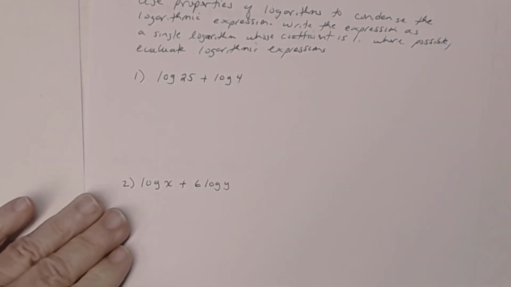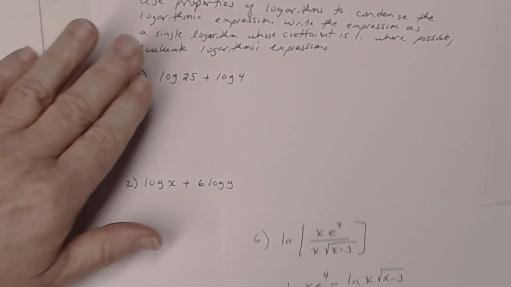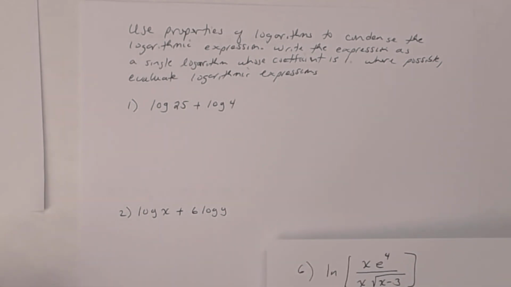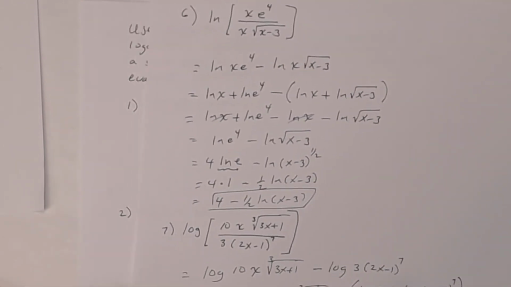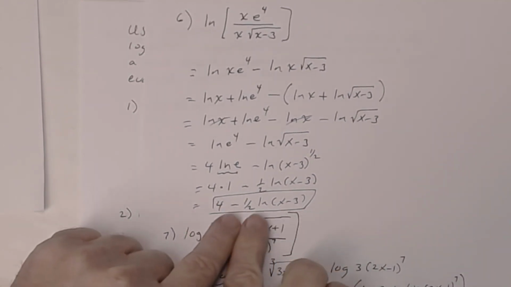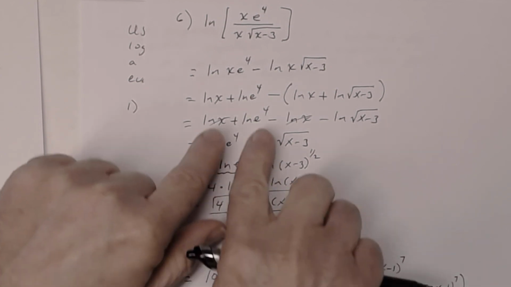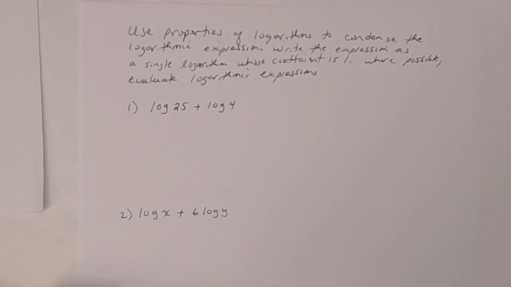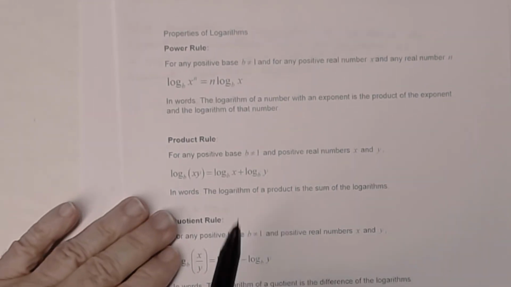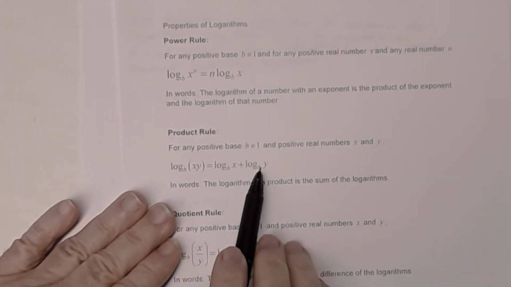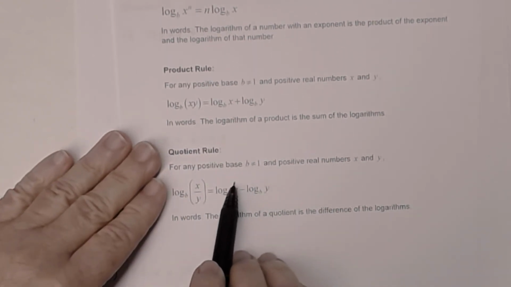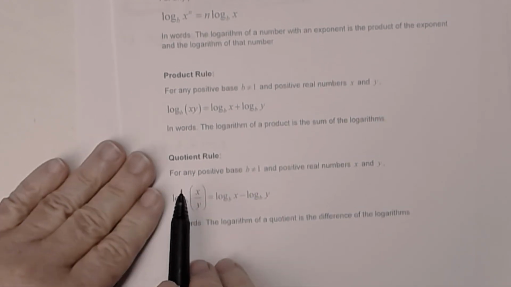So now let's look at condensing. Some books will, instead of using the word condense, say contract. But condense means you go from 2 or more logarithms to a single logarithm. So condense means going the other way. In other words, condense means to go from the sum of 2 logarithms to 1 logarithm, or the difference of 2 logarithms to 1 logarithm.